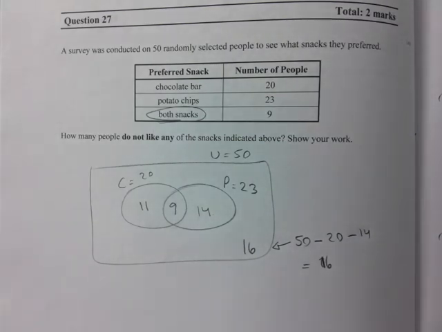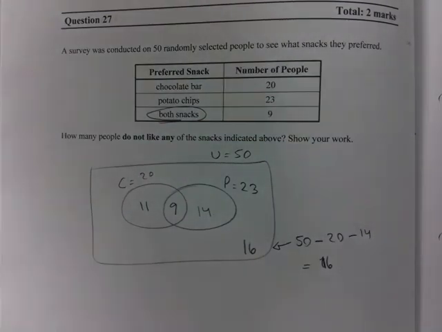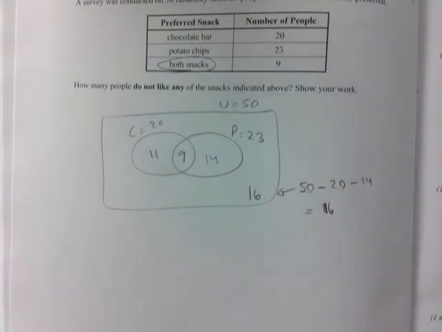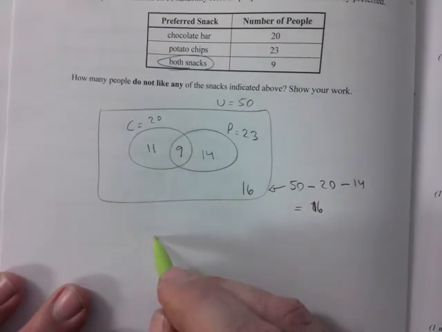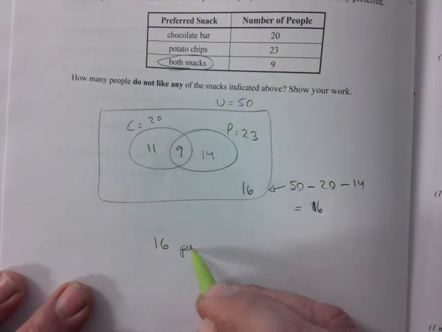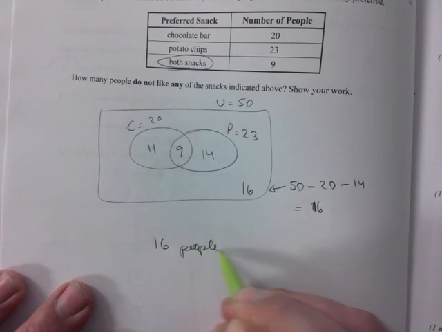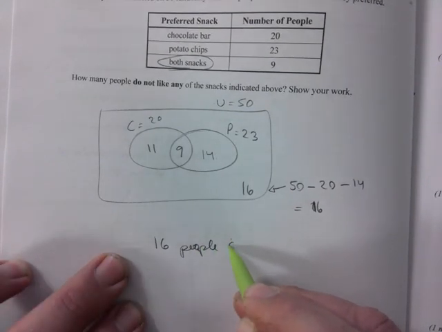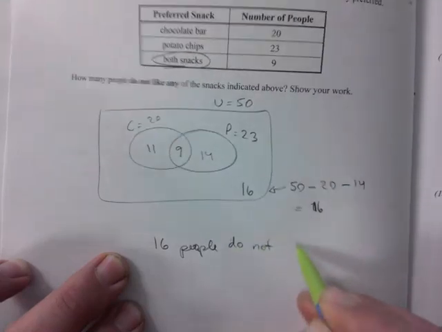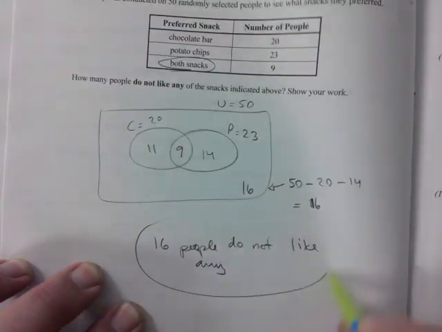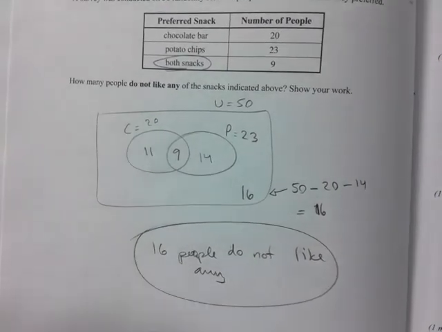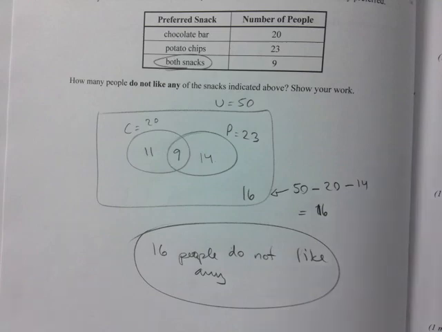So we're not done yet, because you haven't clearly indicated which ones, right? Of course, I would know that you know, but the province wants you to state it. So 16 people do not like any. It's just part of your work. 2 marks for that. So they did expect you to use a Venn diagram of some sort.